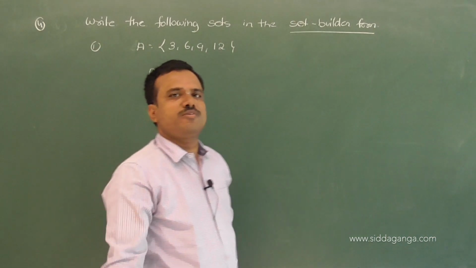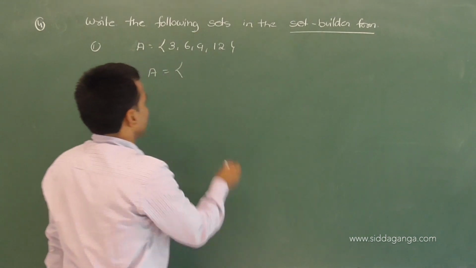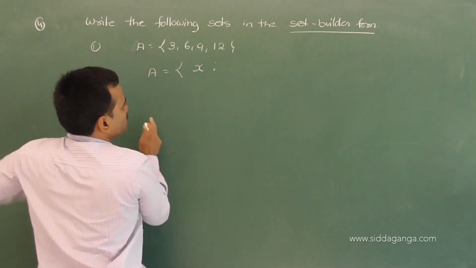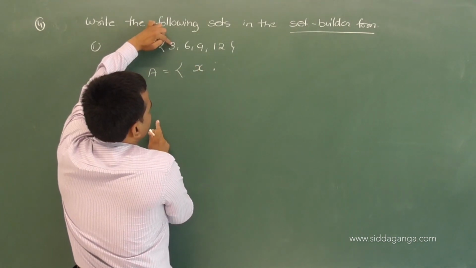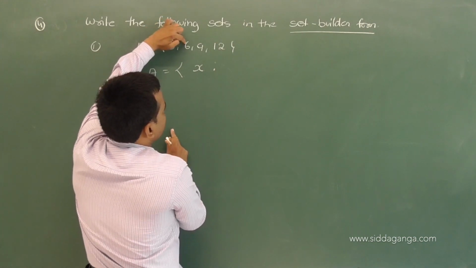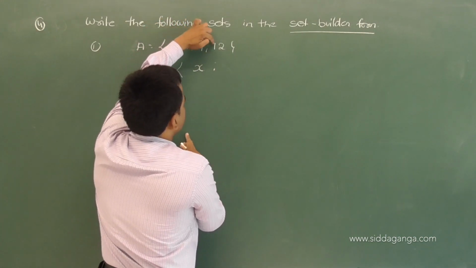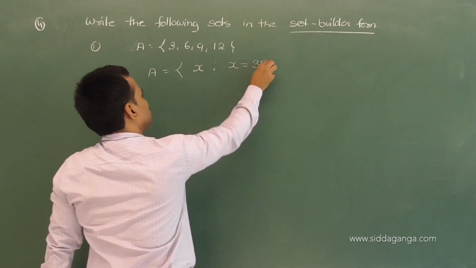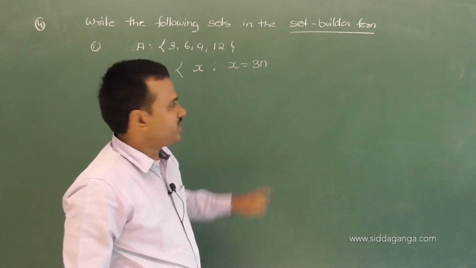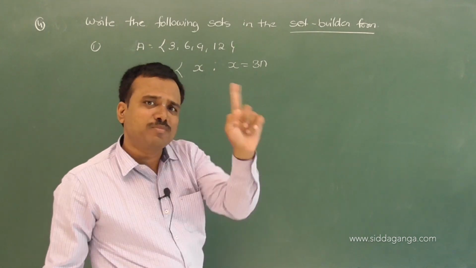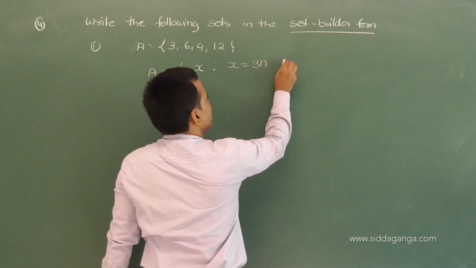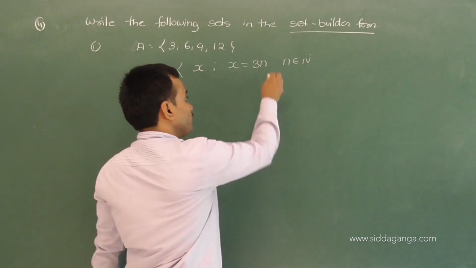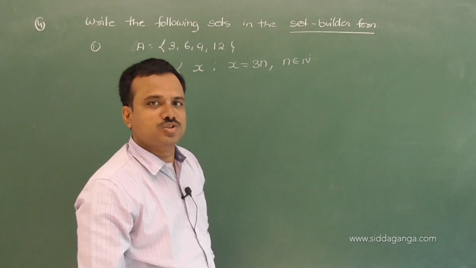I explained in the previous class how to write the set builder. We write the alphabet x such that, observe carefully, 3 1s are 3, 3 2s are 6, 3 3s are 9, 3 4s are 12. x is equal to 3n. In that collection, it is nothing but a multiple of 3. n belongs to N, natural numbers.